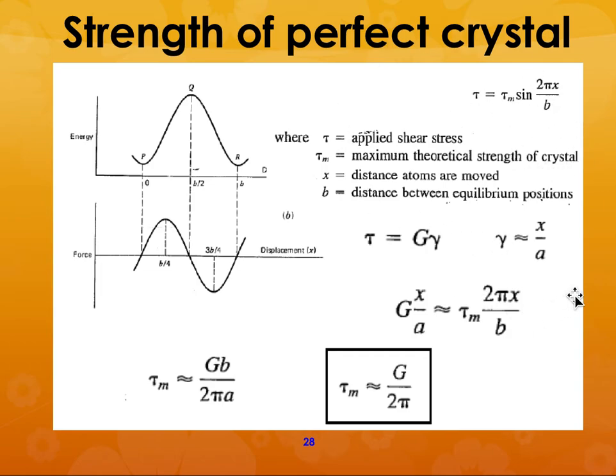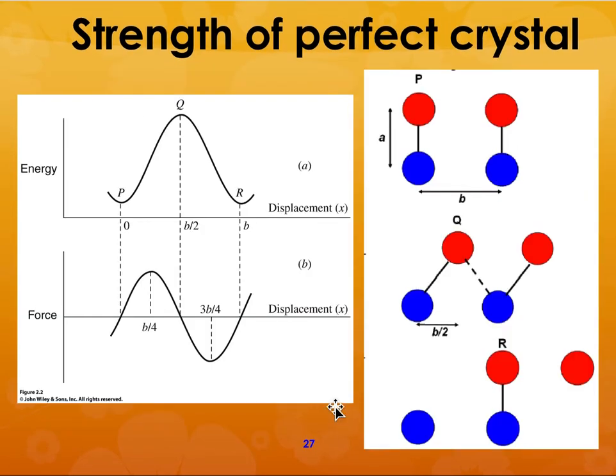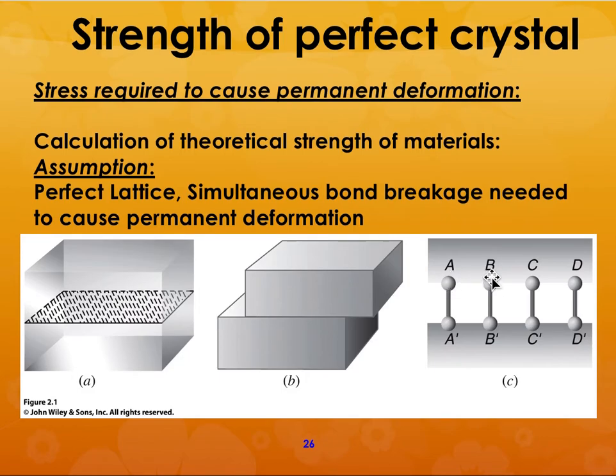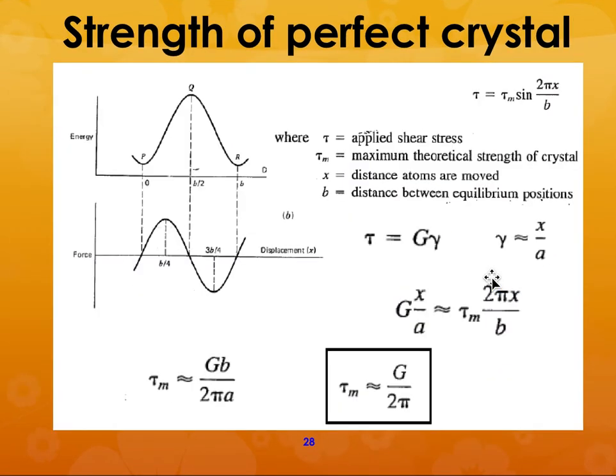So I'm not going to go over the derivation. So for a material to deform plastically, you need a certain amount of shear stress. So in order for these atoms to be moved from this point to this point, you need to shear them. And for that, you need a shear stress to be applied. And that shear stress theoretically can be calculated to be equal to G, which is the shear modulus of the material, over 2 pi. It is an approximation, but that is what it is.